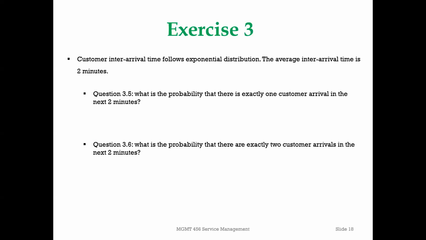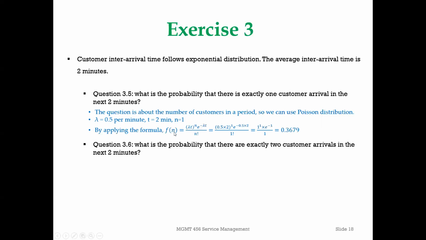So how many customers in how much time? The question is about the number of customers in a period, so we can use a Poisson distribution. So lambda is 0.5 per minute, t is 2 minutes, n is 1, so 1 customer in 2 minutes. So we apply the formula, and plug in all 3 numbers, we get 0.3679.